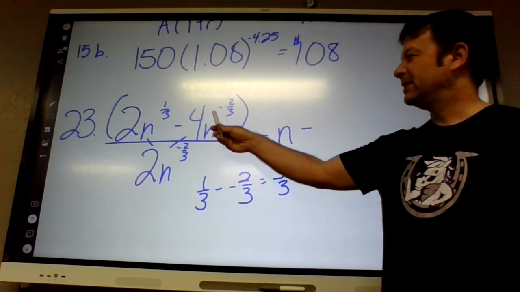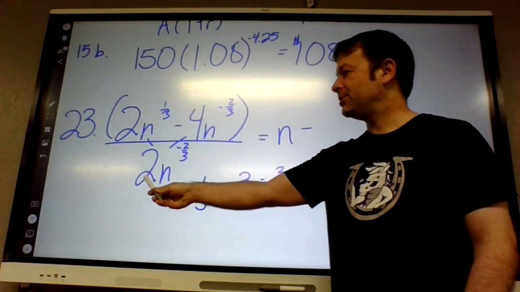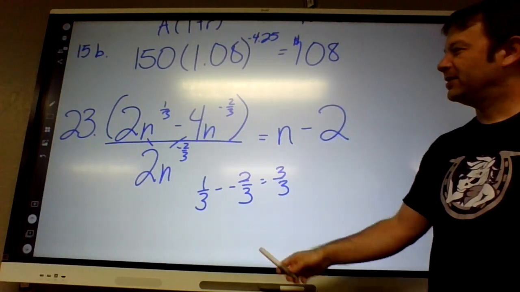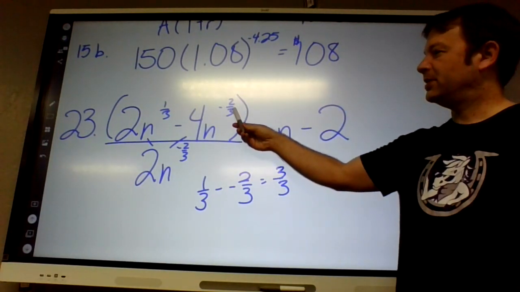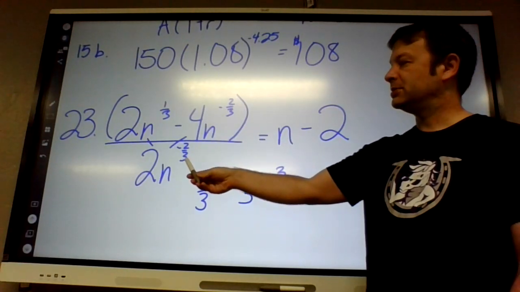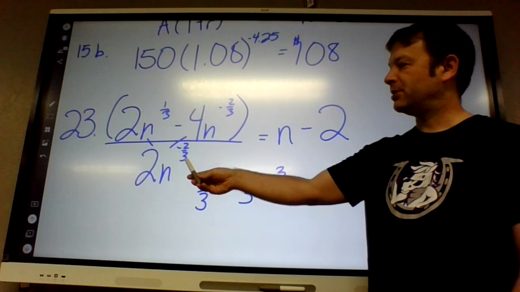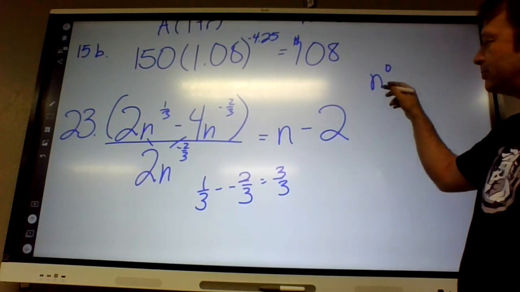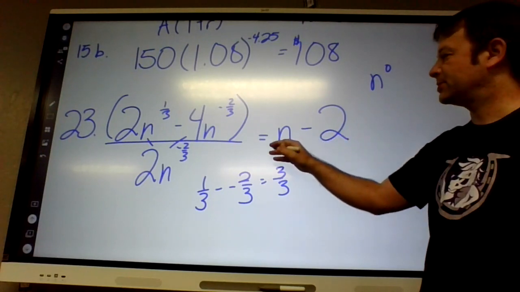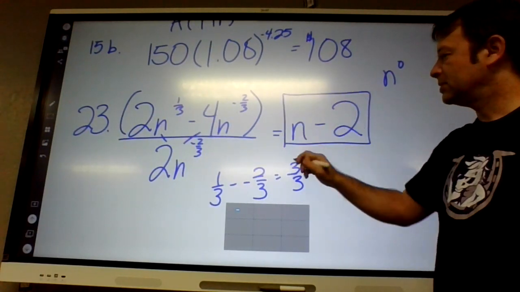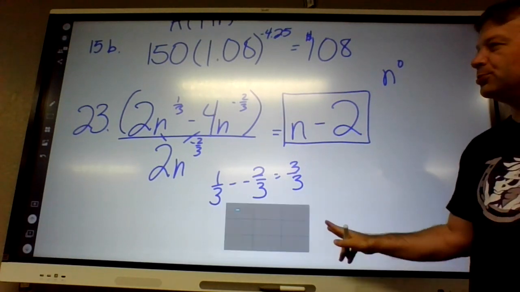Minus 4 divided by 2. And then negative 2/3 minus negative 2/3 is 0. n to the 0 is 1, and 1 times 2 is 2, so it just disappears. So all we're left with is n minus 2.